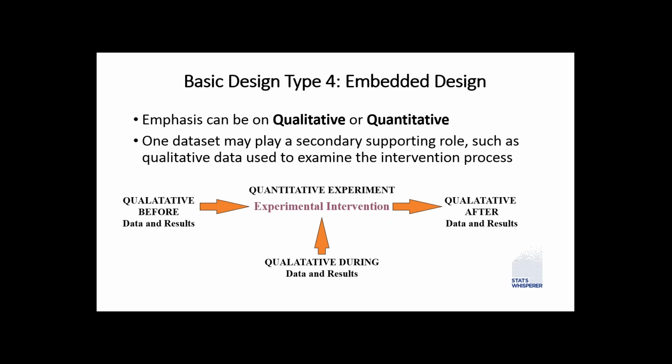Then we have number 4, which is a little more involved here, right? So the emphasis can be on either the qualitative or the quantitative, right? The one data set may play a secondary role, right? Such as in here, you see the qualitative data is used to examine the process of the intervention, but the intervention itself is measured quantitatively.